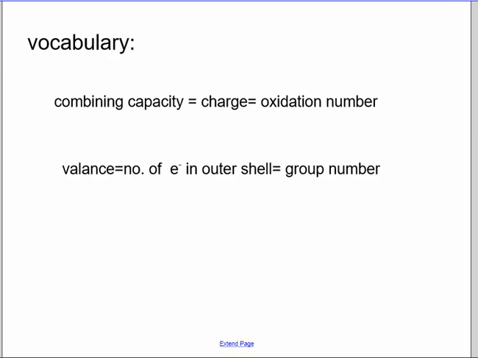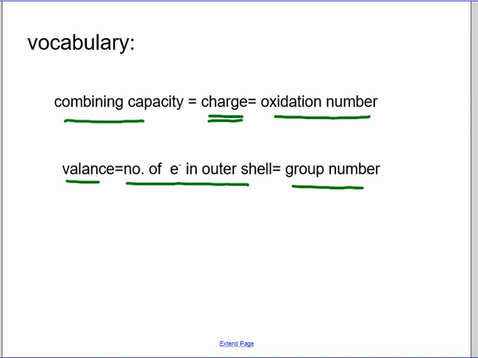There are different areas of chemistry where we use different words to say the same thing. The charge that we're talking about when an atom gains or loses electrons is sometimes called oxidation number and is sometimes called combining capacity. We also know that valence means the number of electrons in the outer shell and corresponds with the group number of the atom where the atom is found.